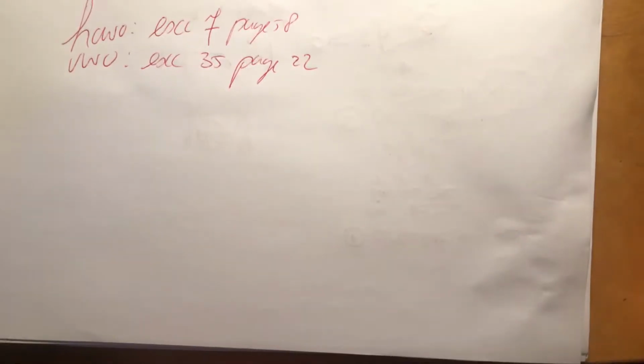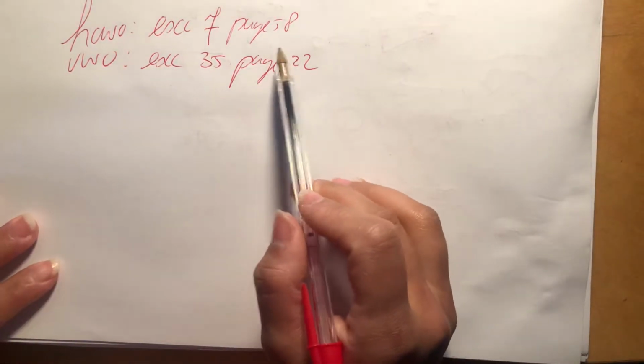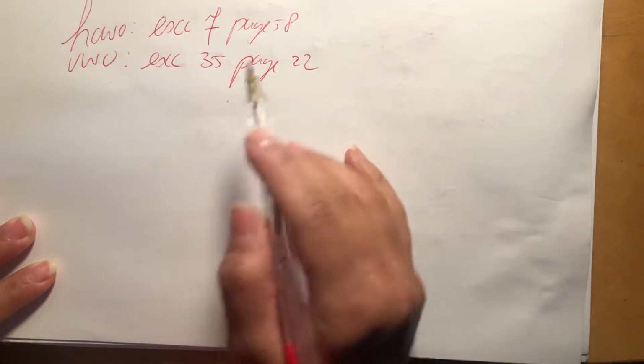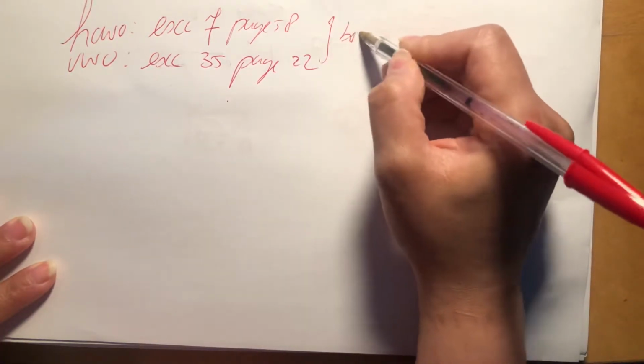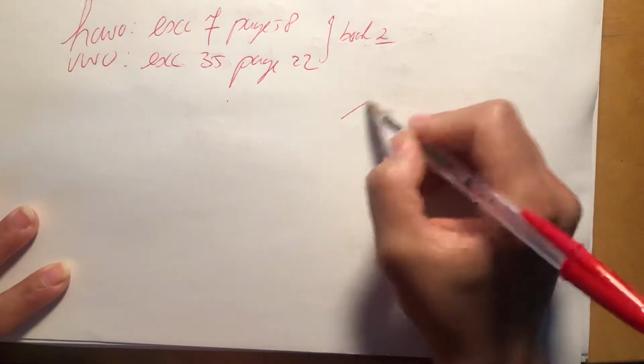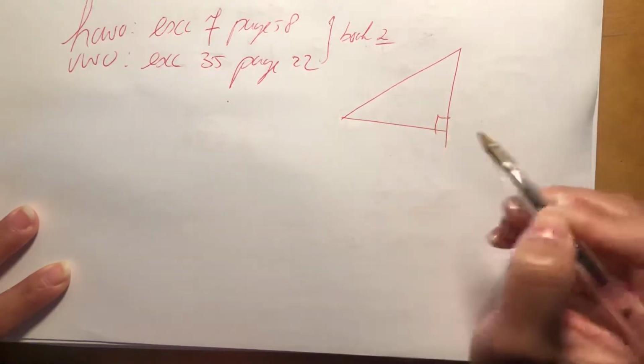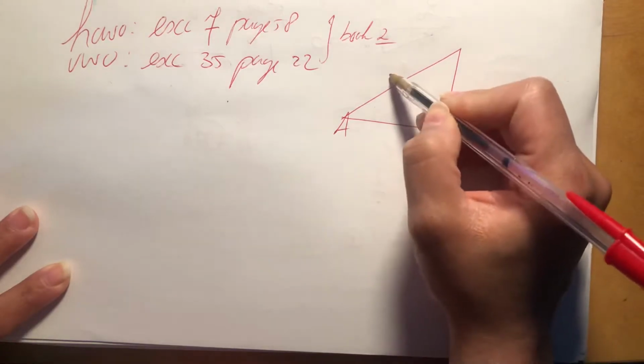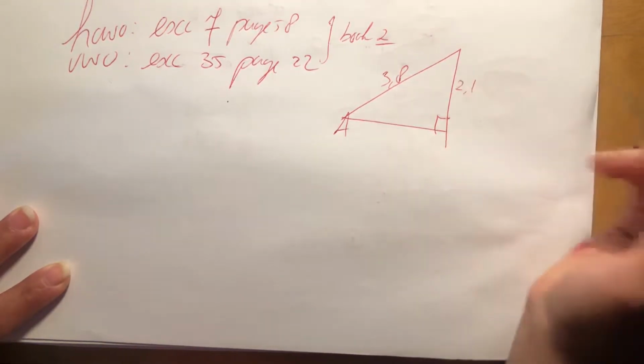But now let's go to an exercise from your book. HAVO, you can grab exercise 7 on page 58 and VWO exercise 35, page 22. Of course, this is book number 2. Now, I always make a quick sketch. I would advise you to just make a quick sketch of the situation, put in the measurements, and you're finished.